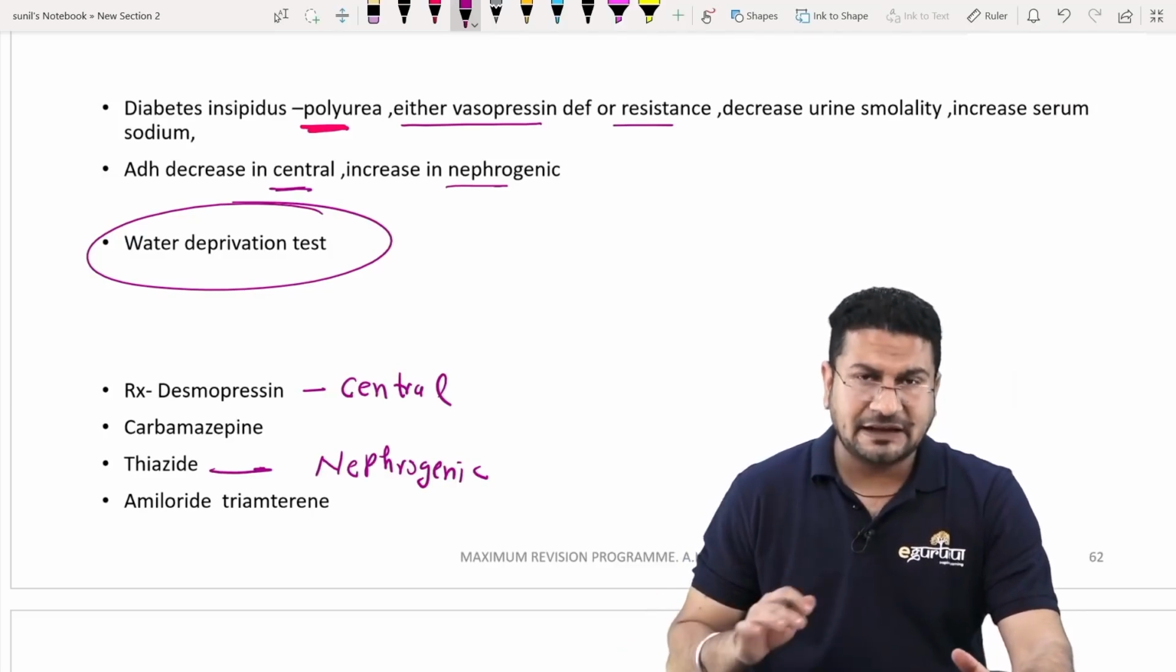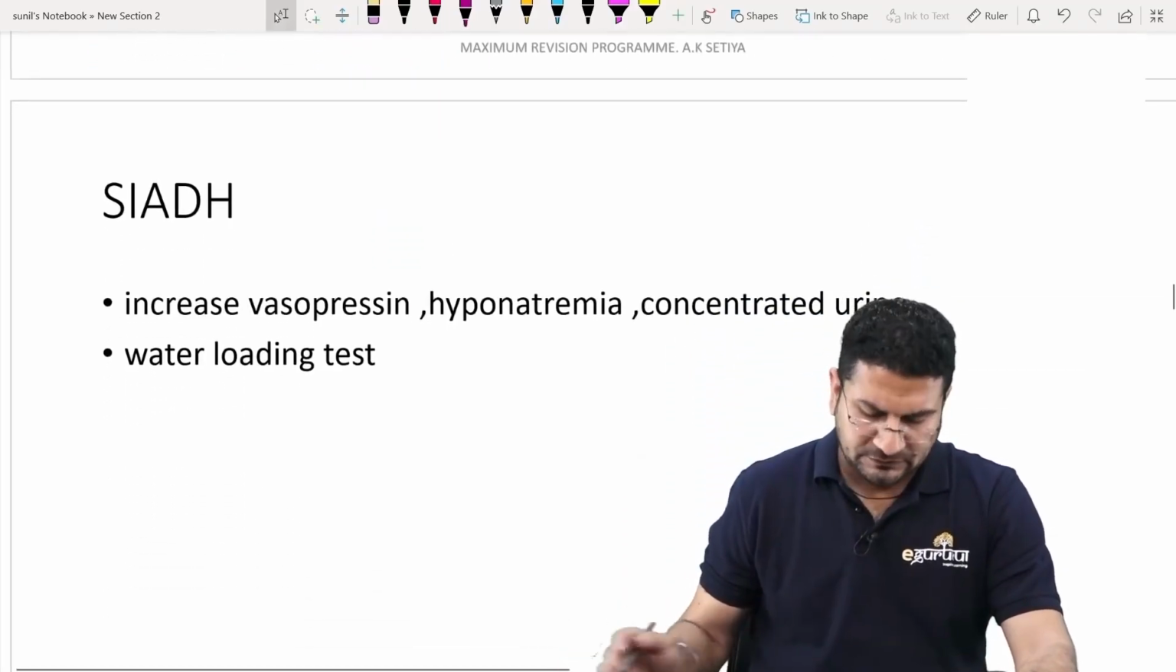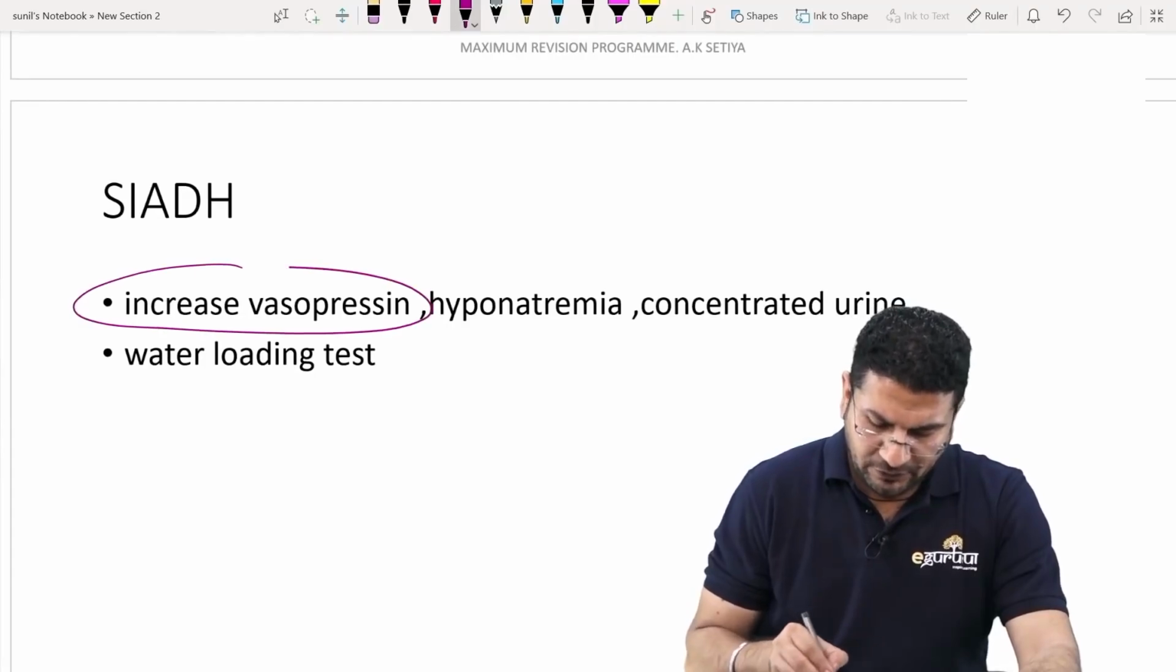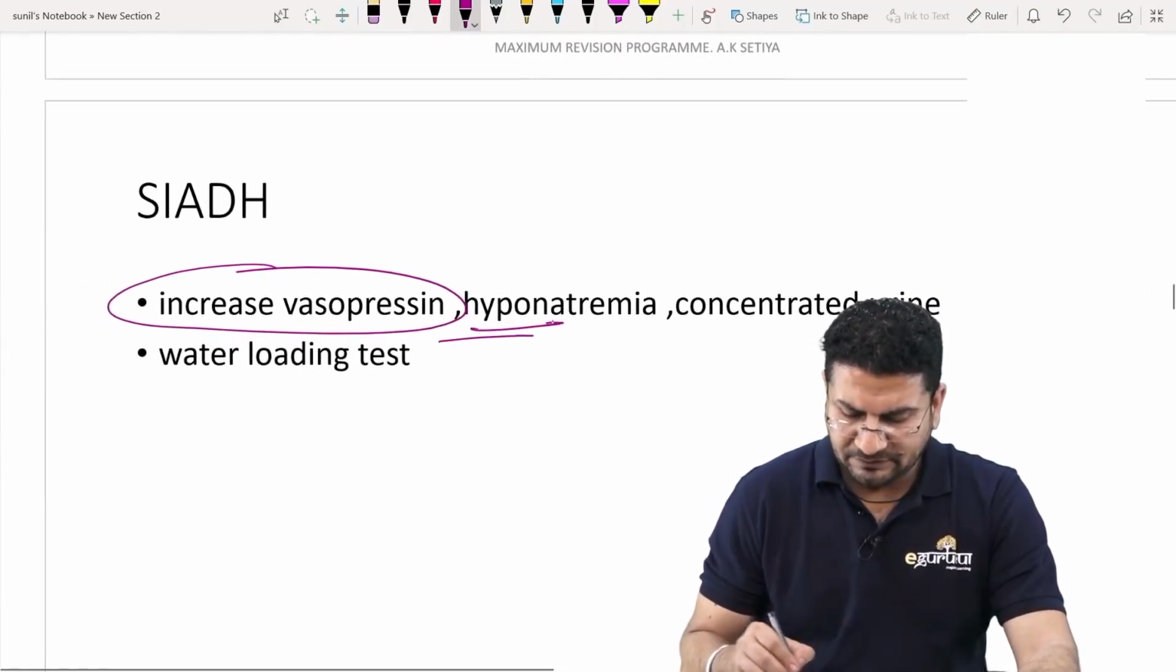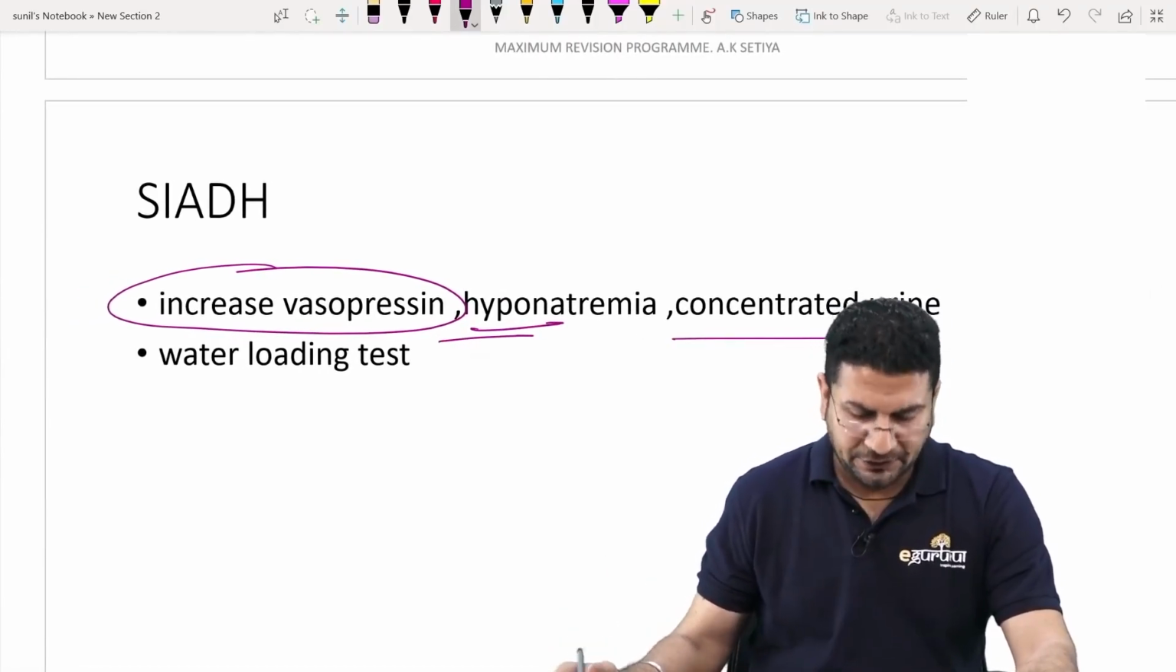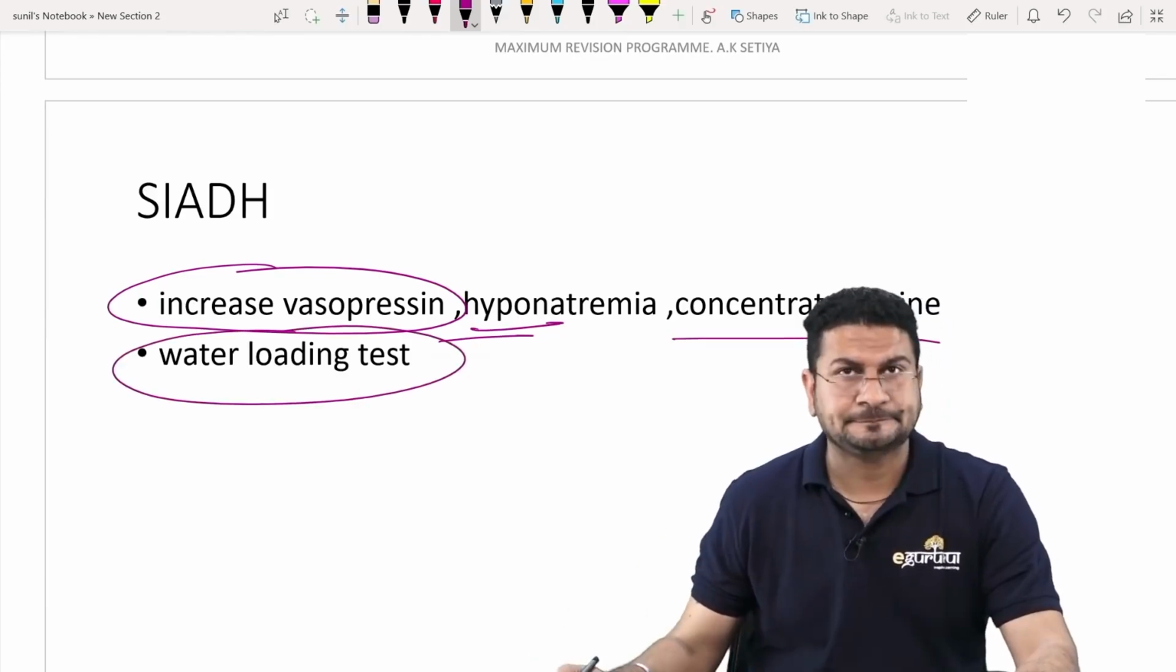The exact opposite of this will be SIADH. You will see there is more ADH or more vasopressin. There will be hyponatremia. There will be concentrated urine or scanty urine. The test we use is the water loading test.